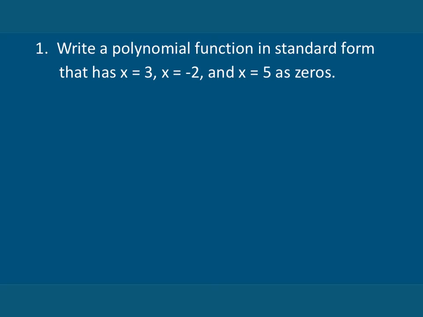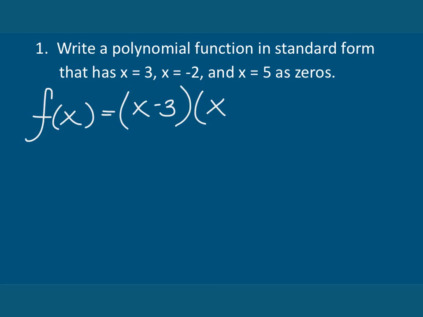So all we're doing here is working backwards from what we've previously done. We're starting with the zeros, so if you think about what the corresponding factors are, it makes it very simple to write your function. So if the 0 is +3, the corresponding factor would be x minus 3. Again, if the 0 is -2, the factor would be x plus 2, and x minus 5 would correspond to the 0 of x equals 5.